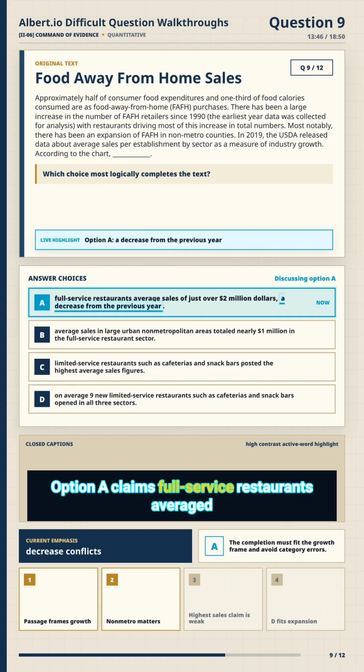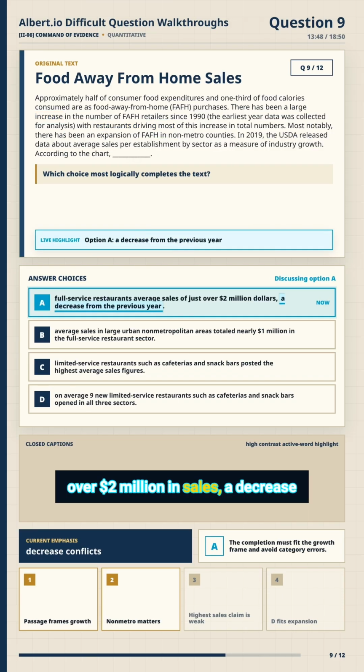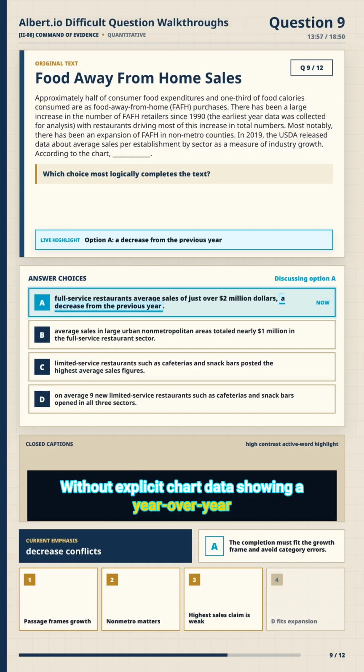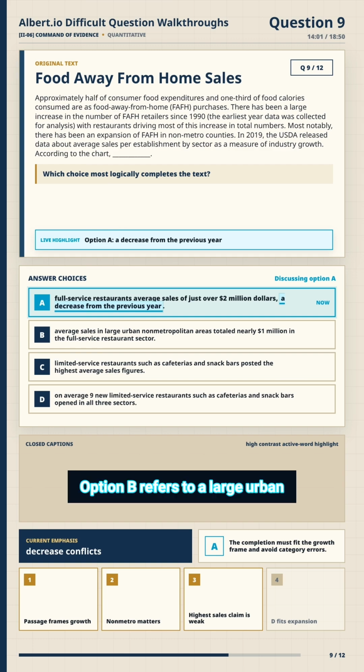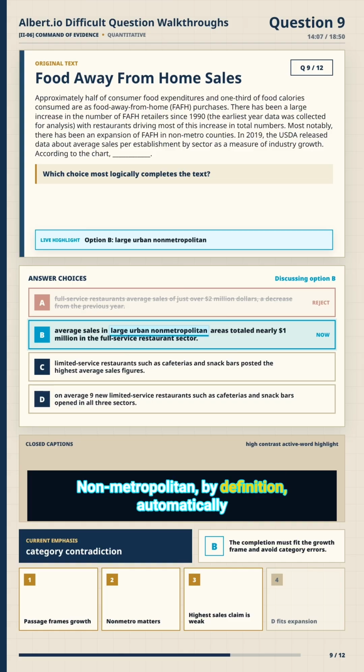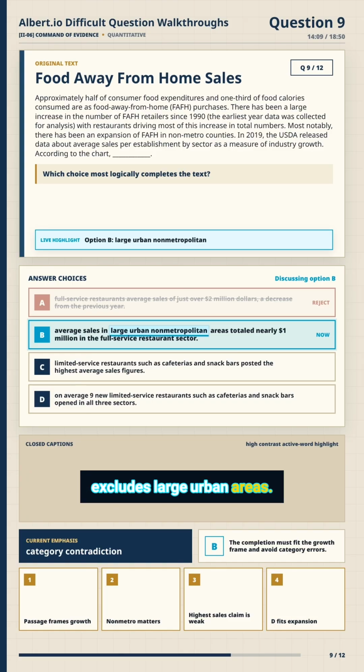Option A claims full-service restaurants averaged over $2 million in sales, a decrease from the previous year. This conflicts with the passage's phrasing, which is entirely about expansion and growth. Without explicit chart data showing a year-over-year decline, this contradicts the established narrative. Option B refers to large urban non-metropolitan areas. This phrase is contradictory. Non-metropolitan, by definition, automatically excludes large urban areas. So this is a definitional error and automatically cannot be correct.